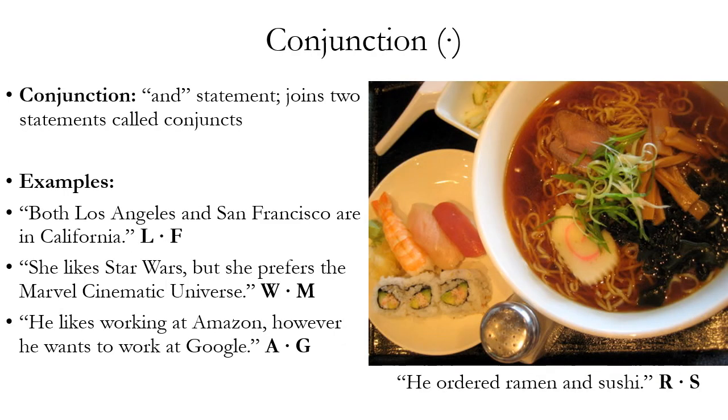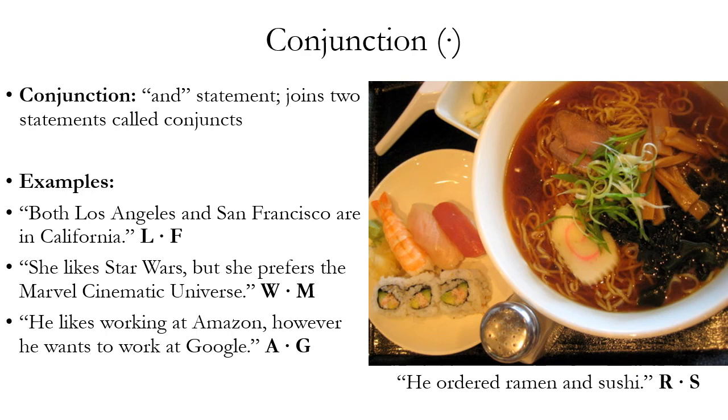The second logical operator we're going to look at is the conjunction. This is an and statement that joins two statements called conjuncts. And the idea of the conjunction is not saying that either of those is false, it's rather saying that both of them are true. Here are some examples in ordinary language. Both Los Angeles and San Francisco are in California.